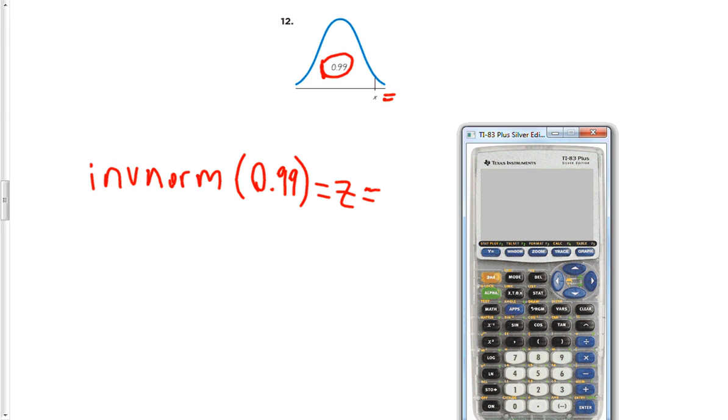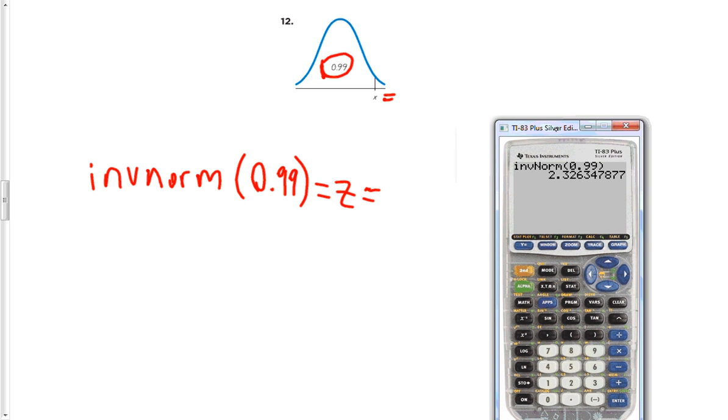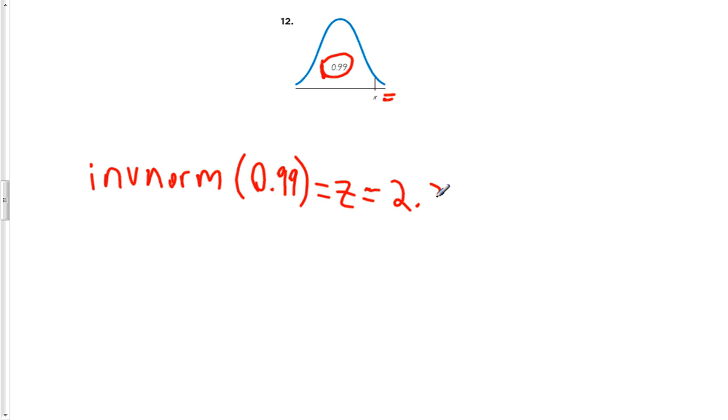We're going to turn her back on. Clear it. Then we do second vars to get to the distributions. Inverse norm is number 3 again, and we put in 0.99, close the parenthesis, enter, and it gives us the z-score, 2.33. So now I have the z-score that I need.